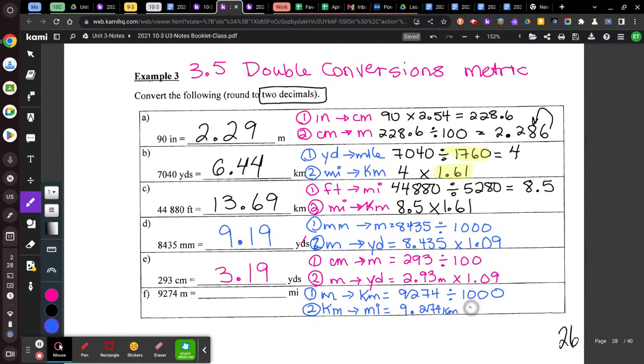And now we're going to times it by the number 0.62. And that's going to give us miles. And when we multiply by that, we're going to get 5.75 miles. Oh, it's glitchy so bad. It's awful. Okay, 7, 5. This concludes double conversions for lesson 5.